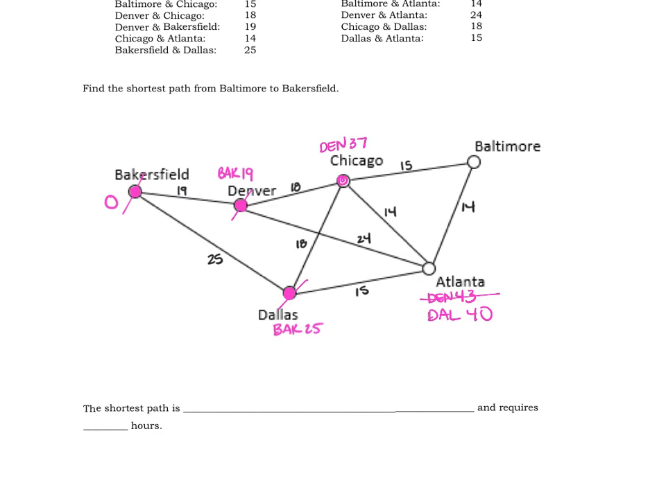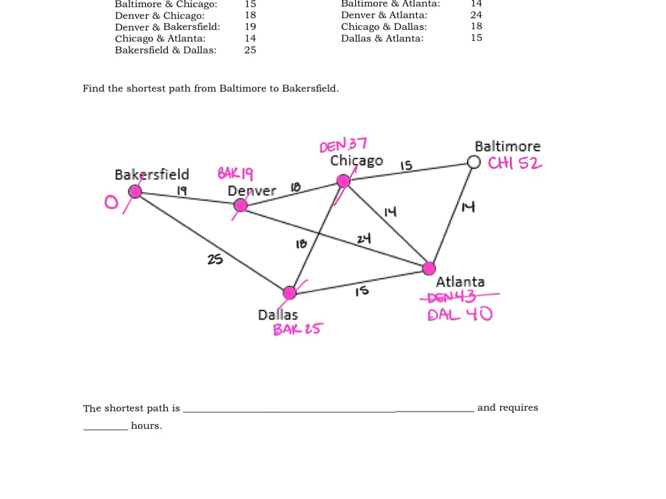So Chicago is our new current vertex. Again, not going back to Denver, not going back to Dallas. We could move forward to Atlanta. So 37 plus 14 is 41. Not an improvement, so we're not going to cross that out. We could go on to Baltimore, however, which isn't labeled. So we can get to Baltimore through Chicago at 37 plus 15 or a total of 52 hours. We're done with Chicago. Now looking at our labels, Atlanta is the lesser of the two times.